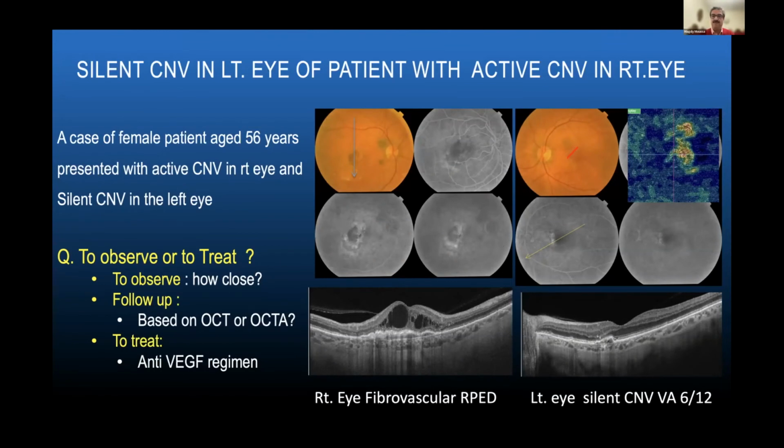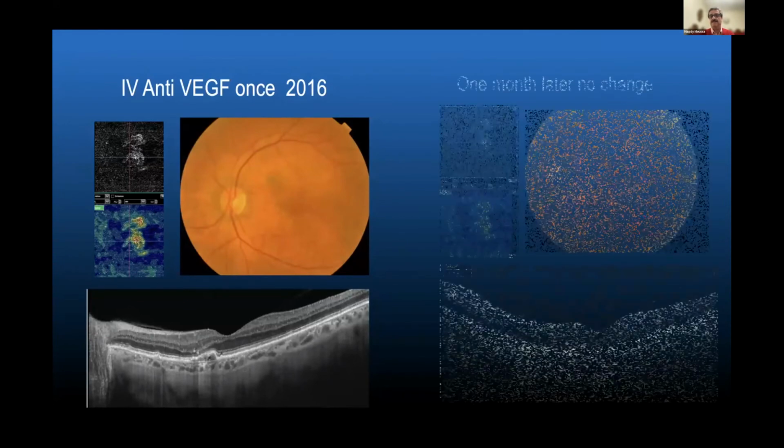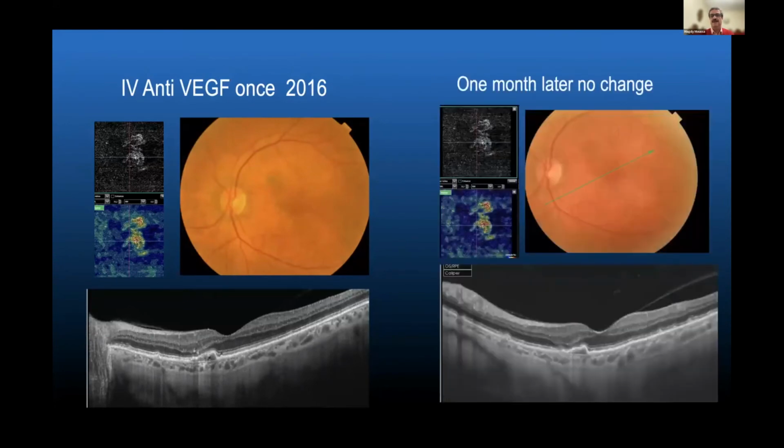And I did treat this patient. I gave her anti-VEGF once, nothing happened. And I said, how come? There is nothing, because there is no flattening of the RPE and the patient is not complaining. And she told me, I don't have any changes in my vision. So we started to follow up this patient.